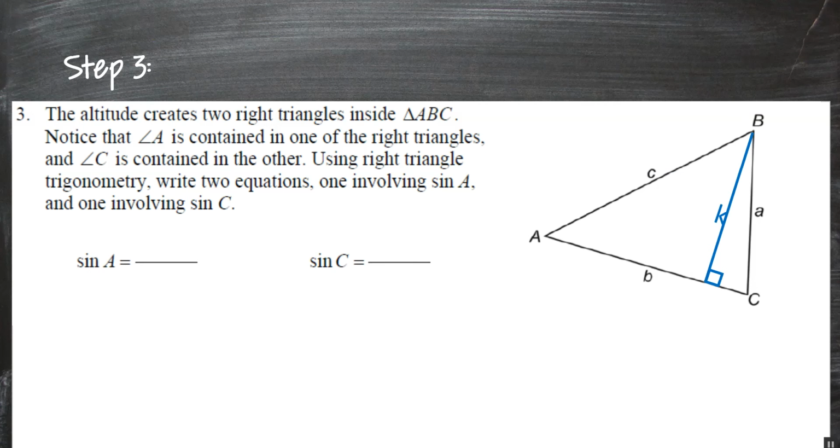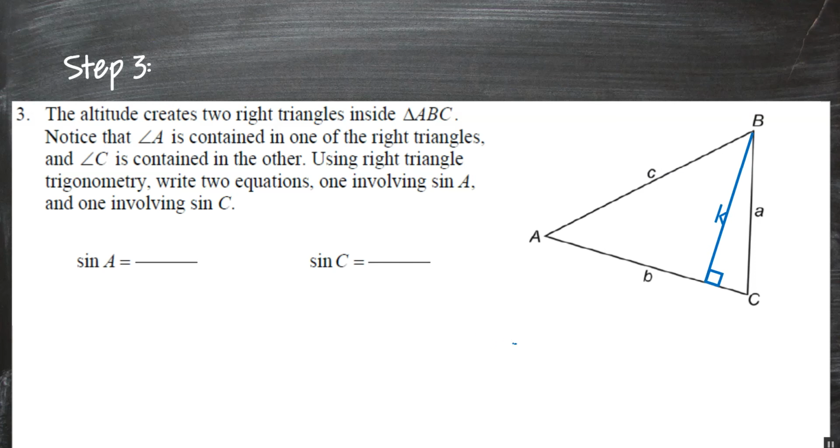The altitude creates two right triangles inside of triangle ABC. Notice that angle A is contained in one of the right triangles. That would be this triangle on the left. And angle C is contained in the other triangle. This is the triangle on the right. Using right triangle trigonometry, write two equations involving sine of A and one involving sine of C.